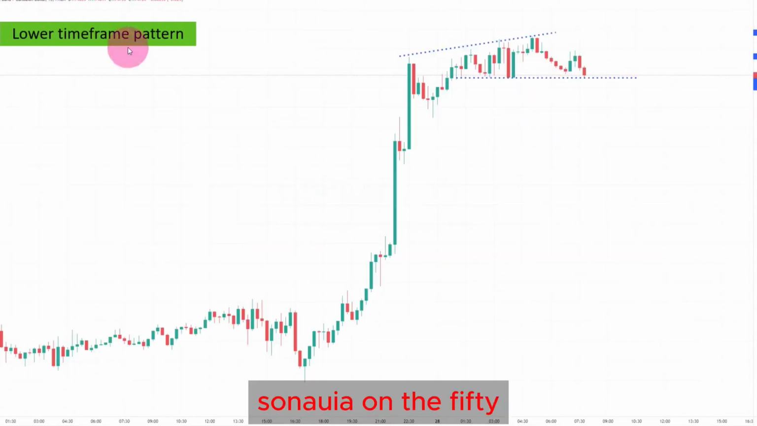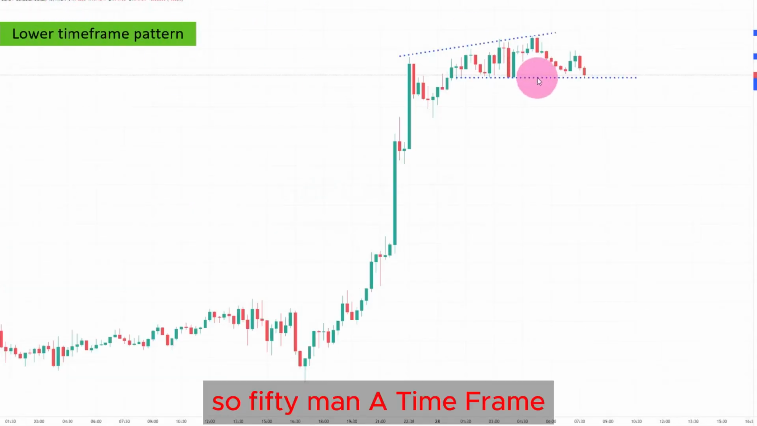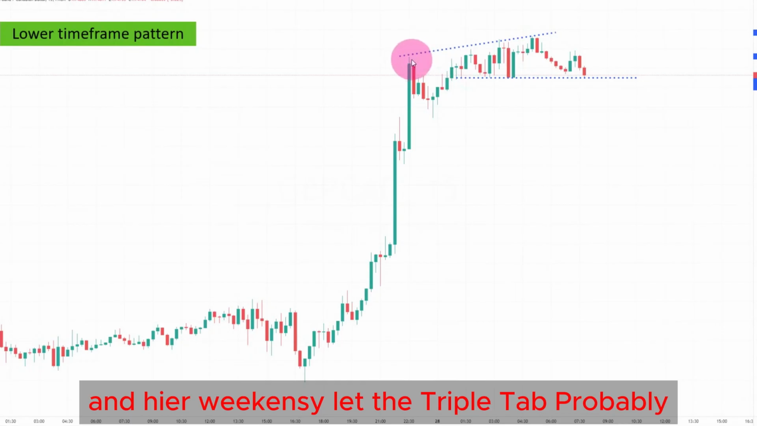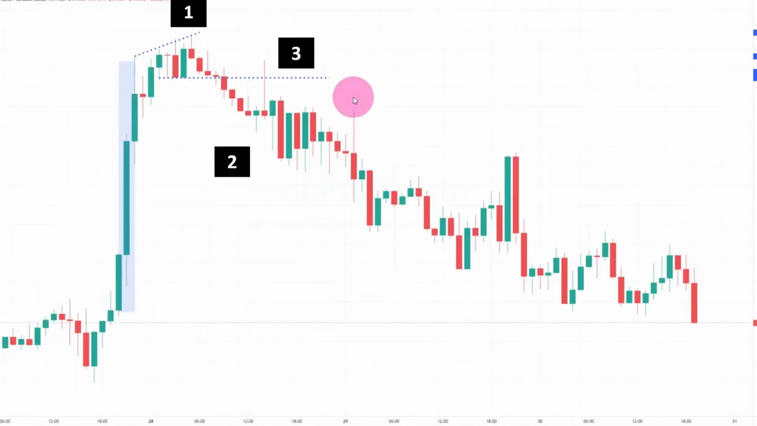So now we are on the 15-minute, whereas we saw the deceleration on the 4-hour. So on the 15-minute time frame, here we can see that's a triple tap probably. And also we have a nice pattern. We have a nice support level where we could use a breakout approach. So if we get a breakout, that is where we could, for example, look for a short opportunity. And this is what happens. We have the breakout, and then here we have the dirty retest.